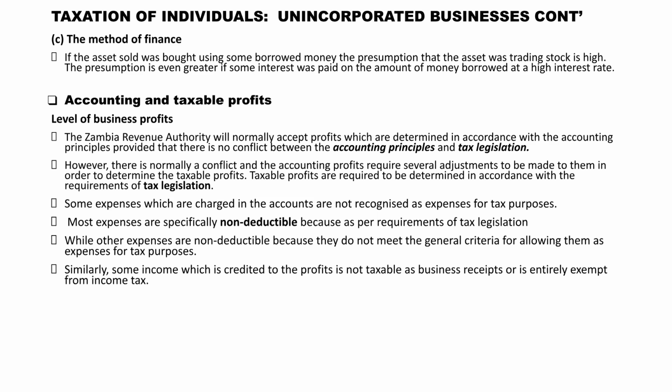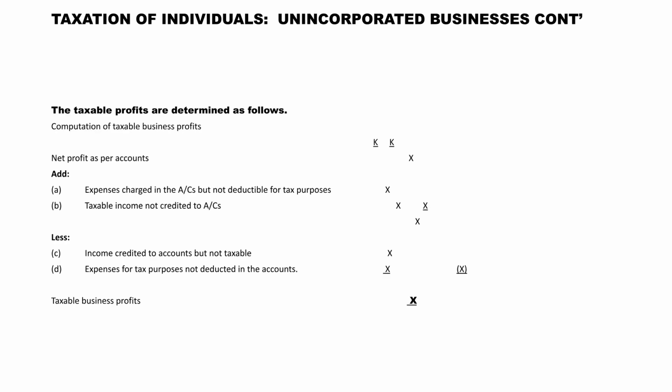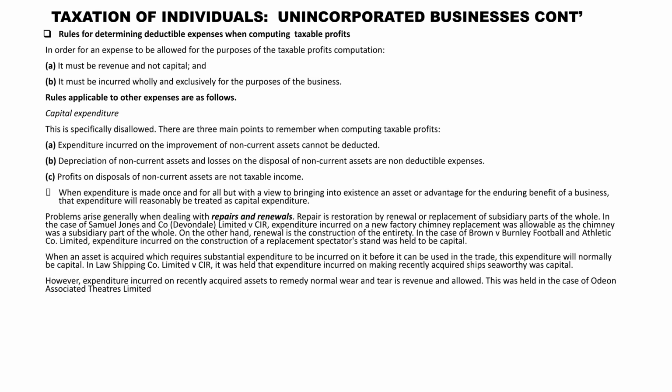with tax legislation, creating taxable profits. Taxable profits are computed by taking the net profit, adding non-deductible expenses and taxable income not yet credited, then subtracting non-taxable income and tax-deductible expenses not accounted for. This calculation yields the final taxable business profits. For an expense to be deductible, it must be revenue, not capital, and incurred wholly and exclusively for business purposes.